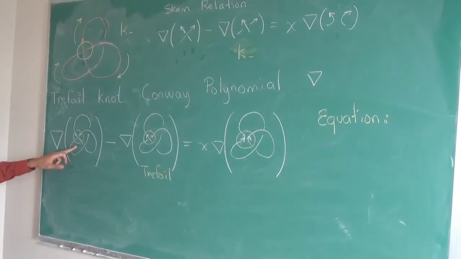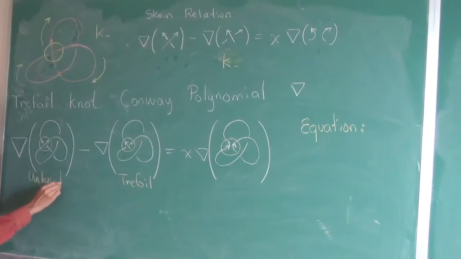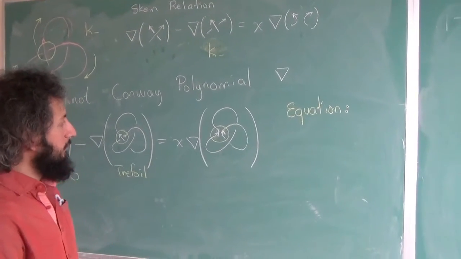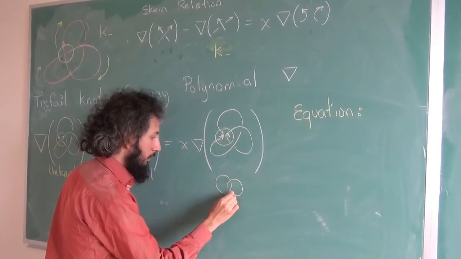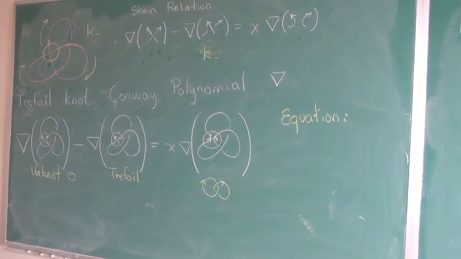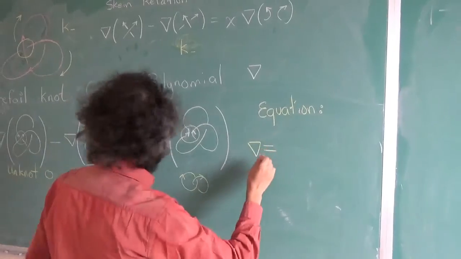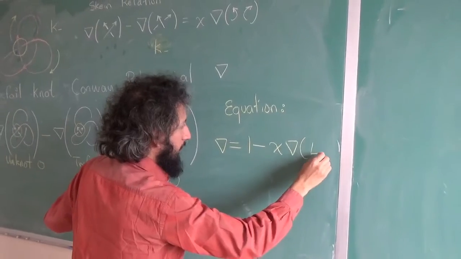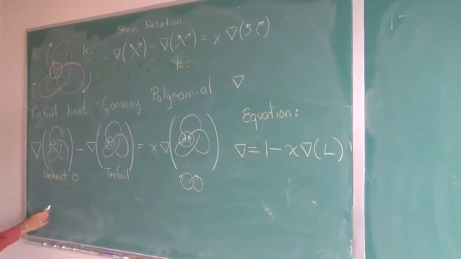Here we have changed the crossing with the flip, and I don't know if you can see from the drawing, but it's a good exercise with imagination. You have the unknot, and here what we have is a link. A link like this, with this orientation. So the equation that we have to solve is the following one. The polynomial of the knot is 1 minus x times the polynomial of the link that I will call L. So the link, we look at it.